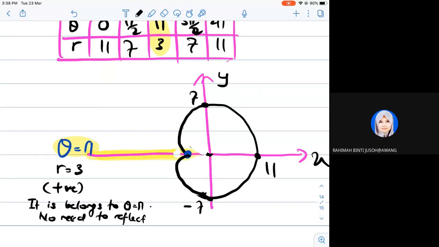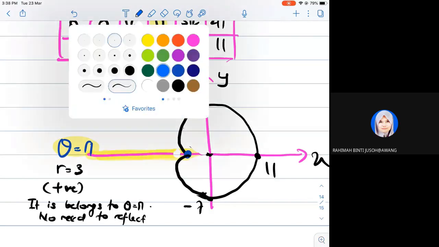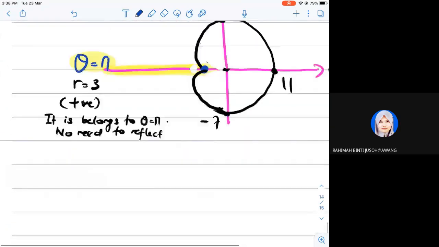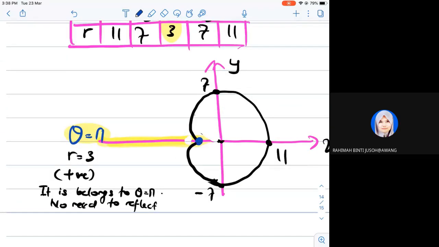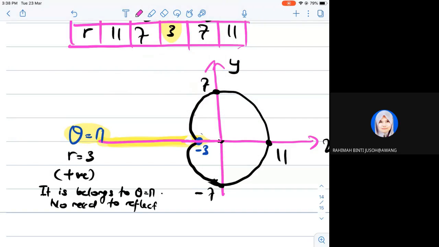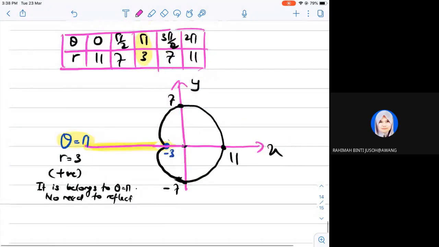Sebab R equals to 3 tu dia memang berada pada theta equals to pi. Tetapi in terms of notation, dari segi penulisan, kita tak boleh letak 3 sebab dia berada pada paksi X negatif, betul tak? Betul. So bila dari segi penulisan, you kena letak negatif 3 sebab dia berada pada paksi X negatif. Faham tak ni? Faham.